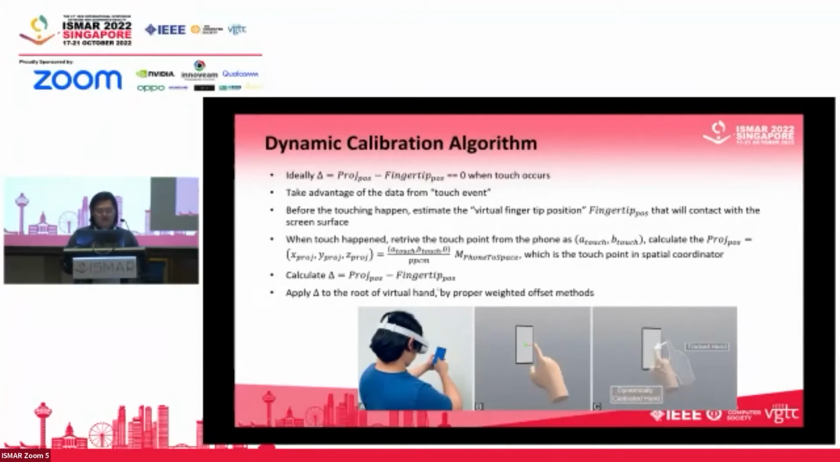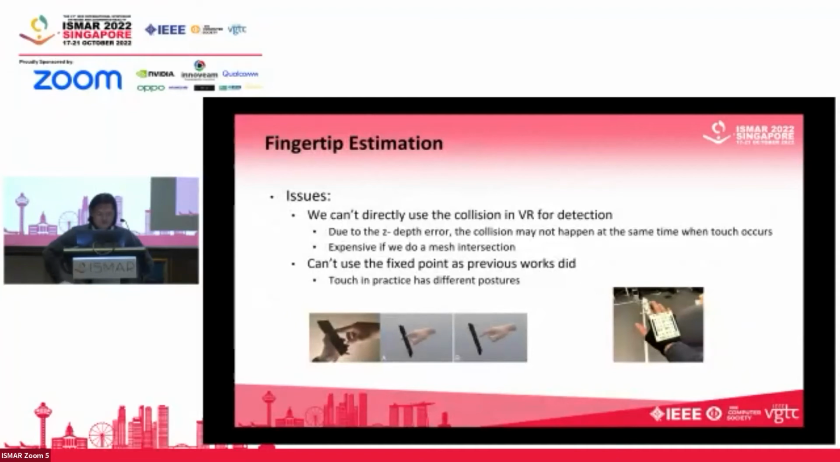This is just talking about the detailed stuff, like how we actually get it. Long story short, once the touching happens, you get the 2D data there, calculate where it happened in 3D, then calculate the delta and apply a proper weighted offset method, which we cannot include in such slides. Please see our paper for later.